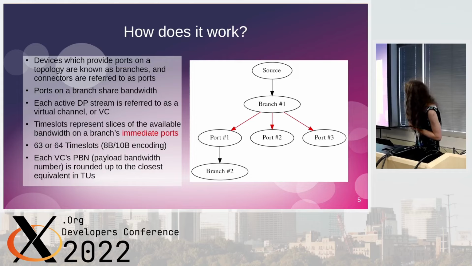We usually refer to streams as virtual channels, or VC for short. And you can have up to 63 or 64 time slots depending on the encoding you're using. 64 for newer DisplayPort 1.2, and 63 for everything else. And then the actual PBN, which is the payload bandwidth number, is basically a representation of how much bandwidth you're using with DisplayPort. That is generally rounded up to the closest value in time units.